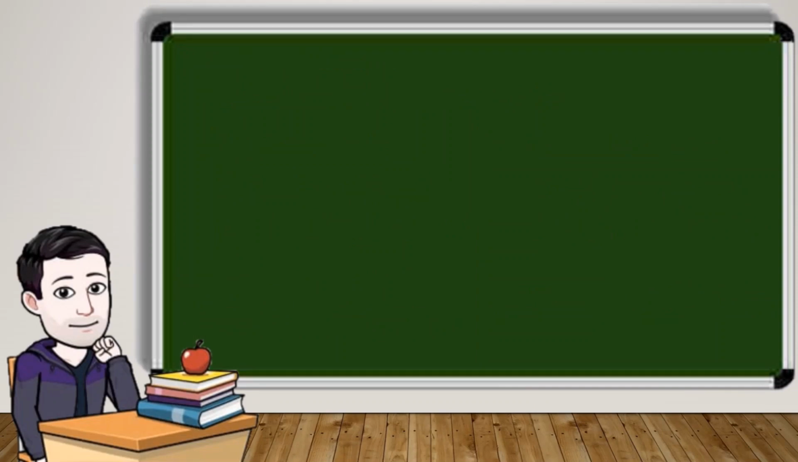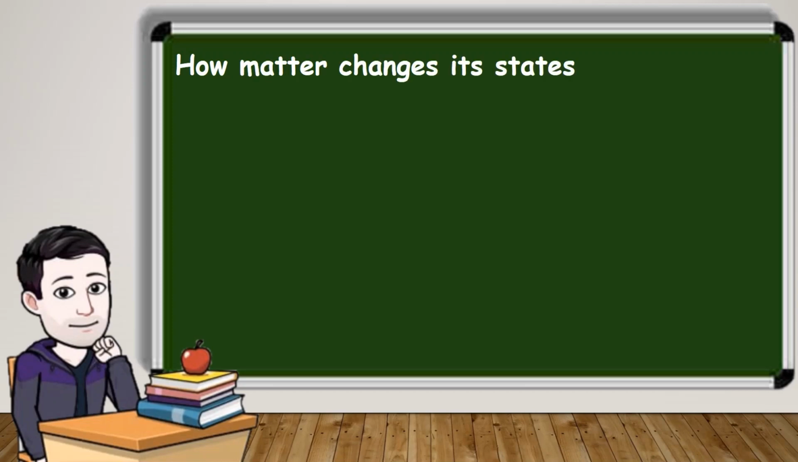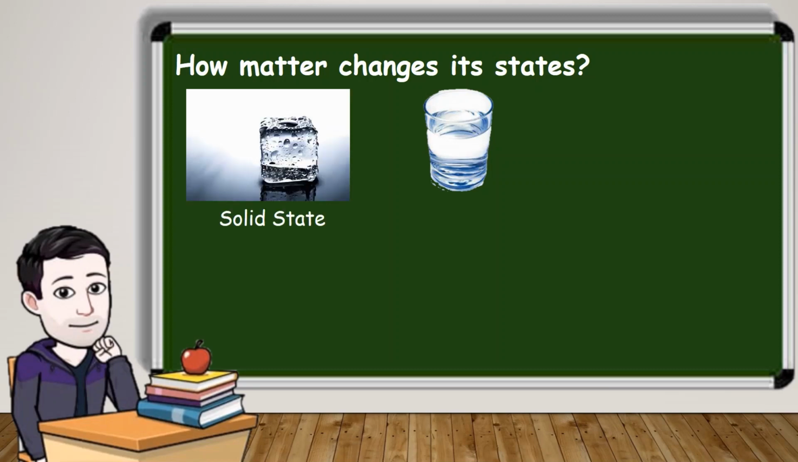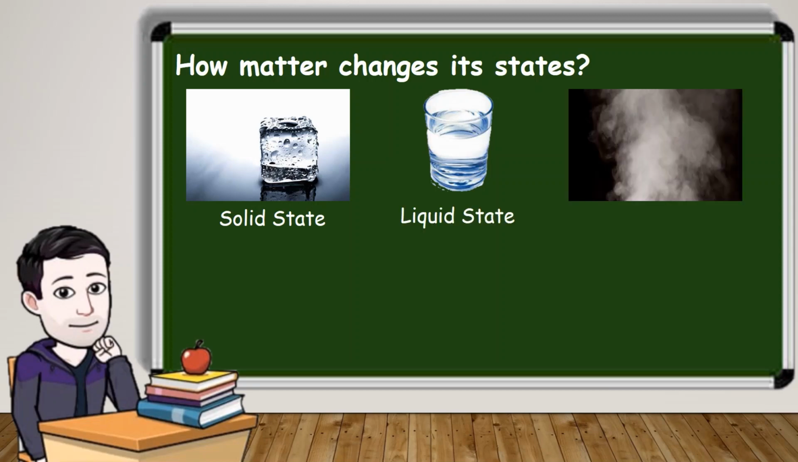As you have seen, the states of matter. Now, it's time to see how matter changes its states. Water is the best example to see the change in the state of matter. Ice is the solid state, while water is the liquid state, and vapor is the gaseous state.